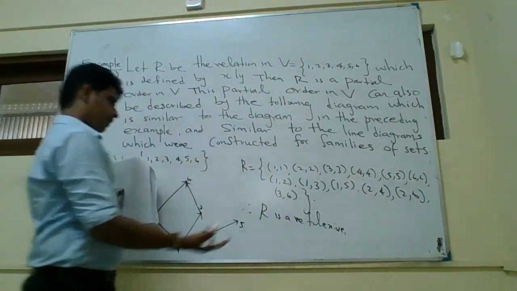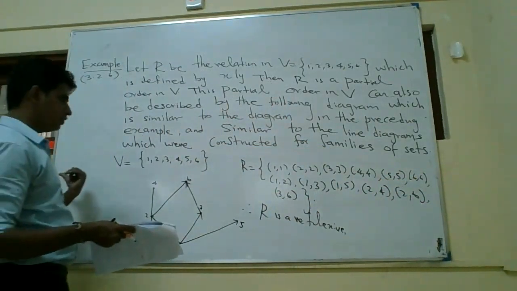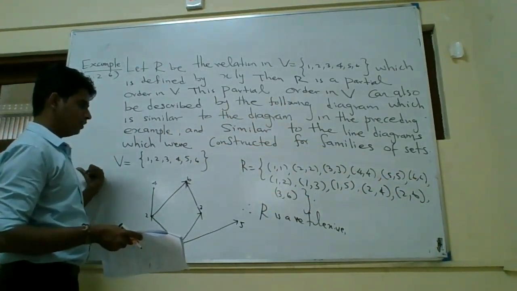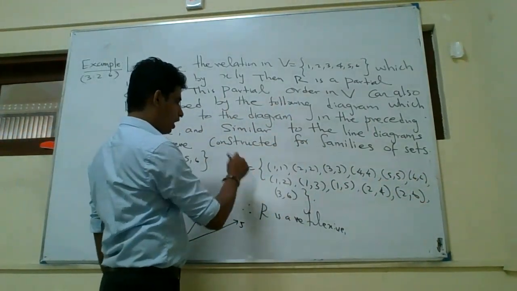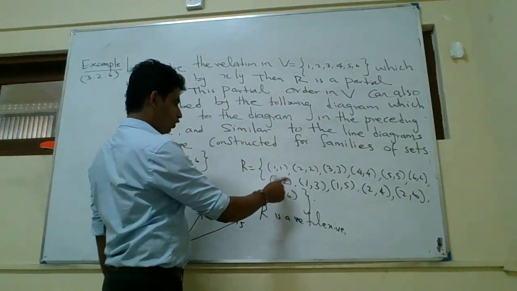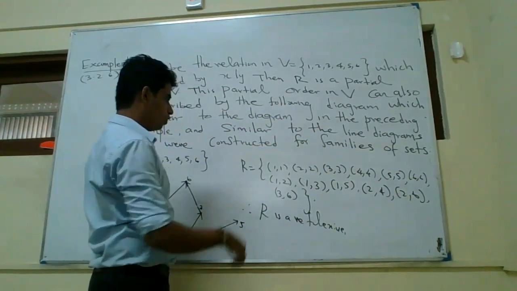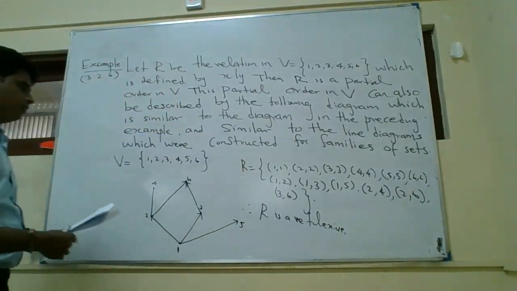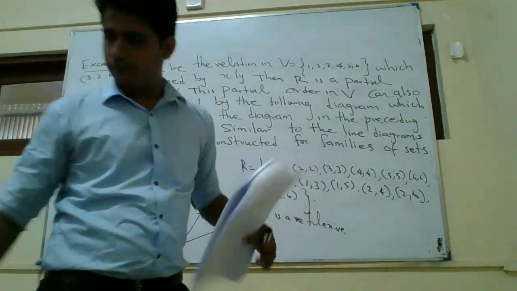For the antisymmetric case, we can do it like the previous example method. Suppose 1, 2 belongs to R, but obviously 1 is not equal to 2. Therefore, 2, 1 does not belong to R. Therefore, R is antisymmetric, like that. Now we check that one.